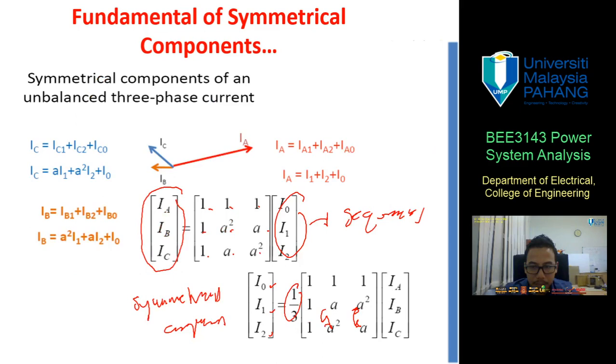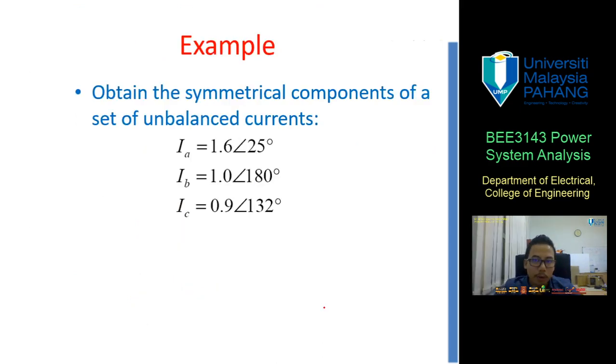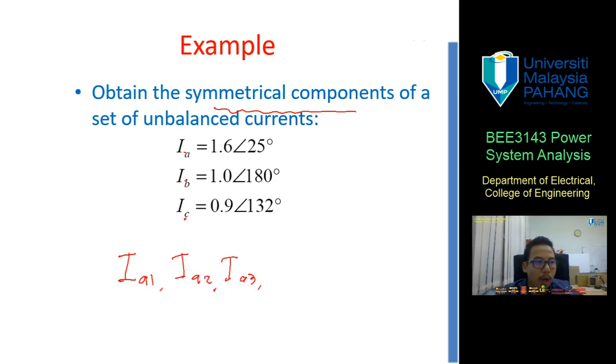I'm not sure you understand or not, so just go directly to the example, a very simple example. The example asks you to obtain the symmetrical components of a set of unbalanced currents. They are giving you the currents of phase A, phase B, and phase C. So what we're going to find is IA0, IA1, IA2. This is the thing that we're going to solve.